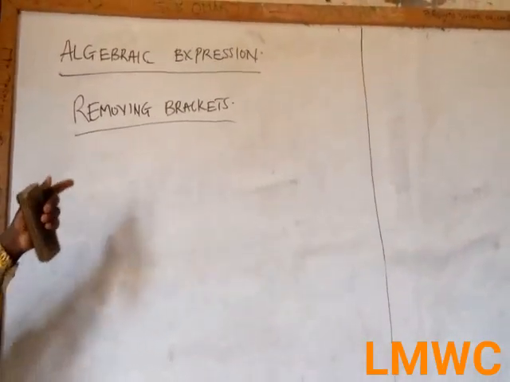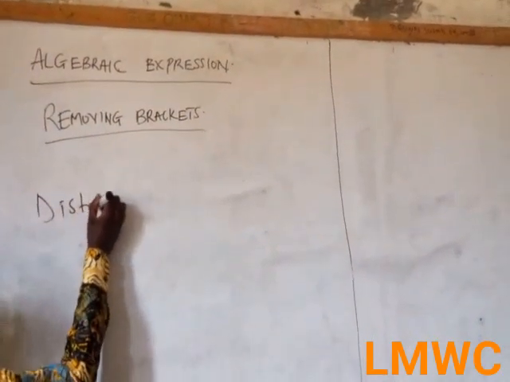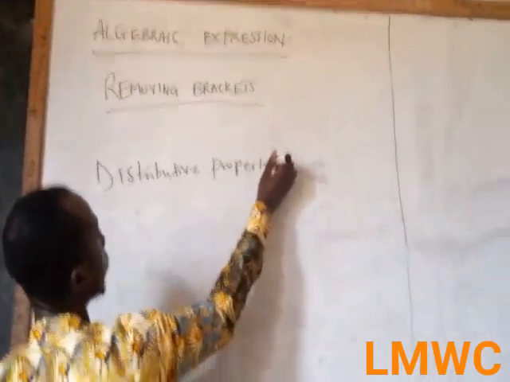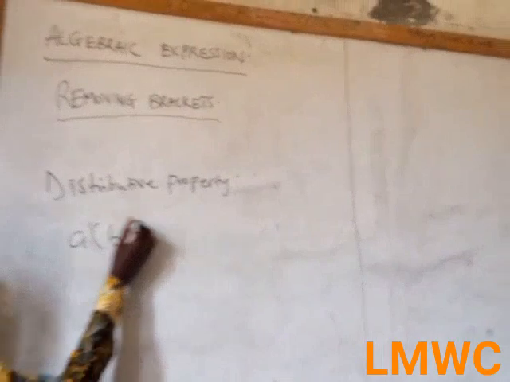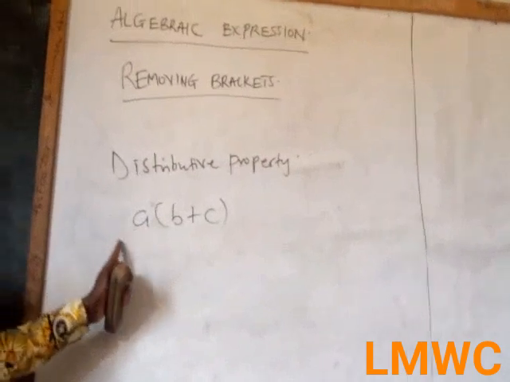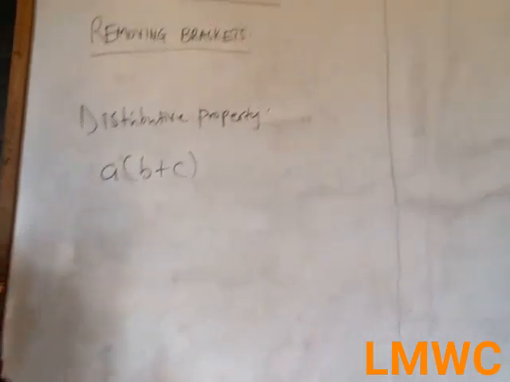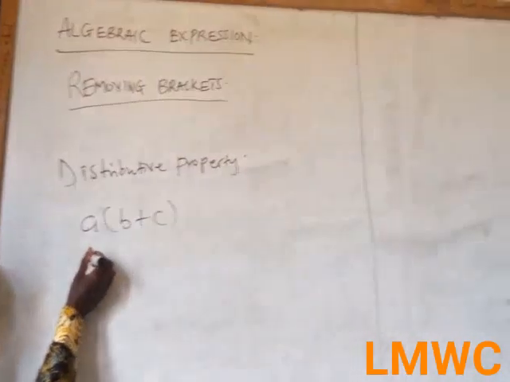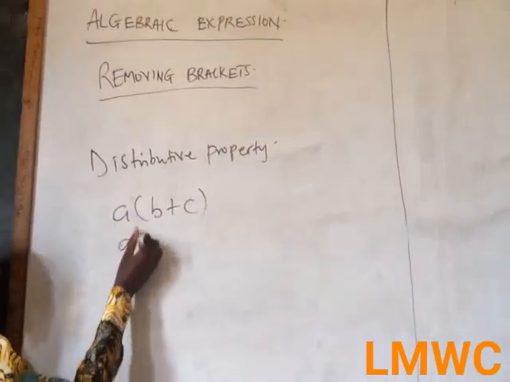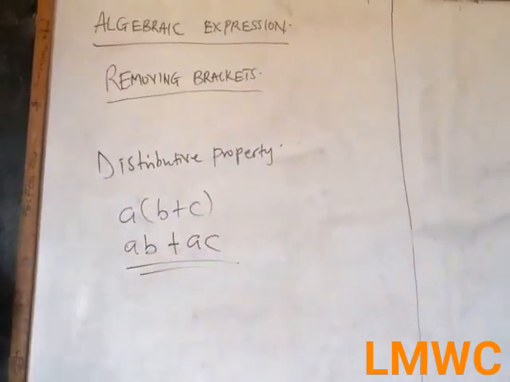Removing brackets in algebraic expressions. To remove brackets, we use the distributive property. So if I give you a(b + c), always we use the number outside or the letter outside to multiply the numbers or letters in the brackets. Take note. So if I give you a(b + c), a times b is ab, plus a times c is ac. So you see I have expanded it.